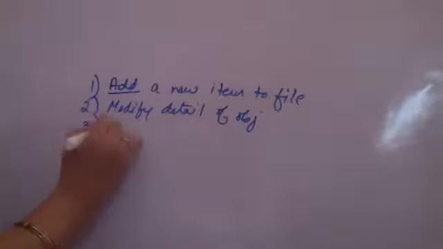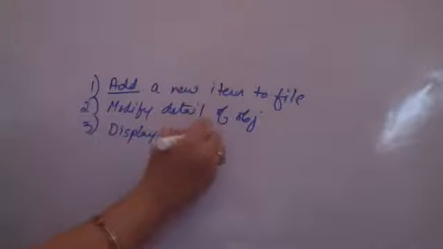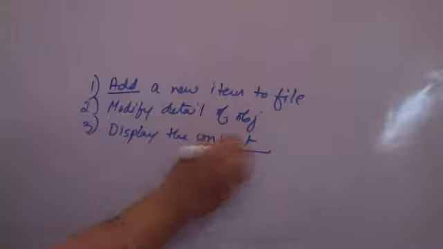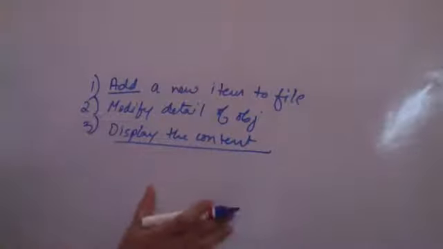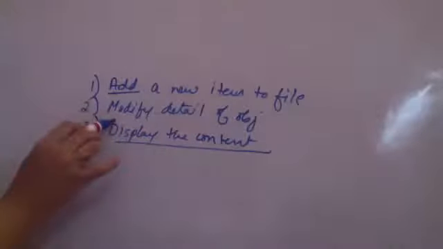Thirdly, I want to display the content of a file. So I should be able to do all three. This is a program that is going to create the same inventory class and create the stock.data file. That's a binary file. I can add details of any item, I can modify details of any item, and I can display the contents of the file at any point.